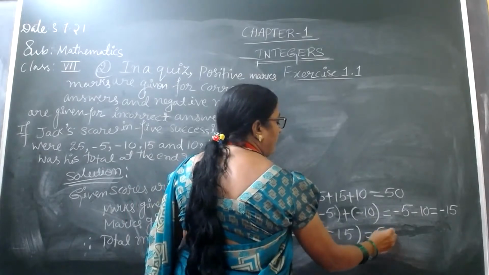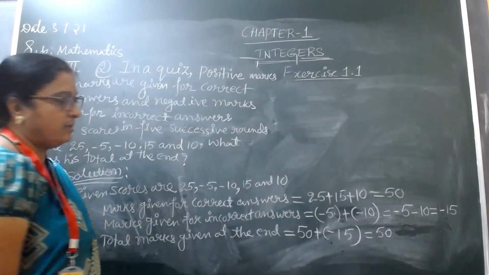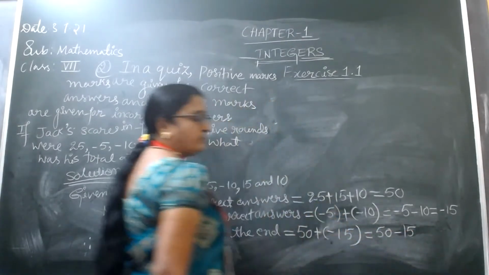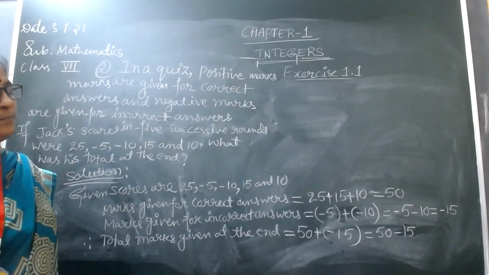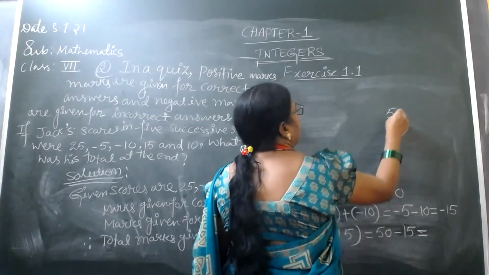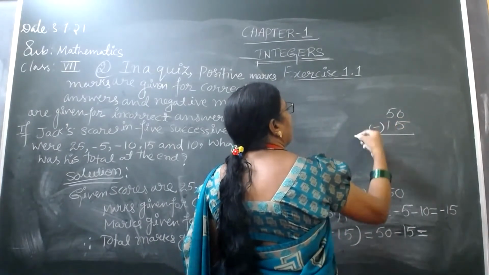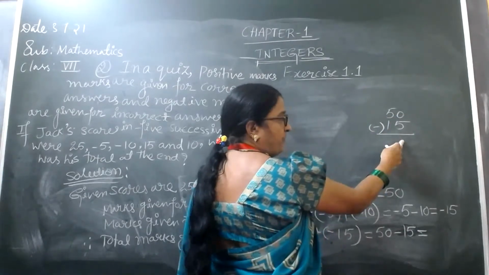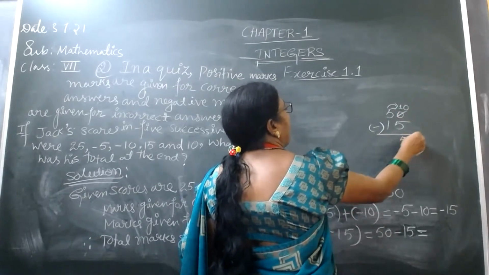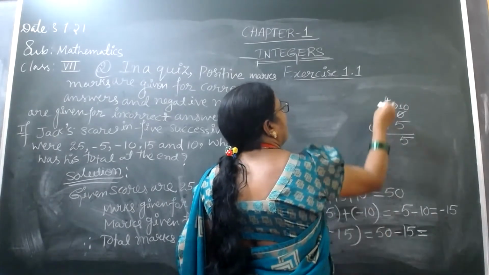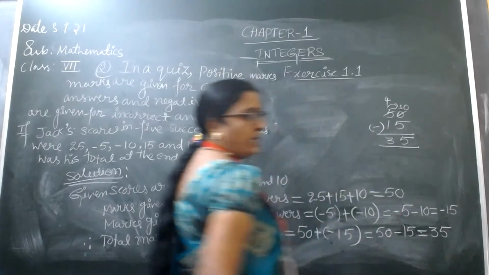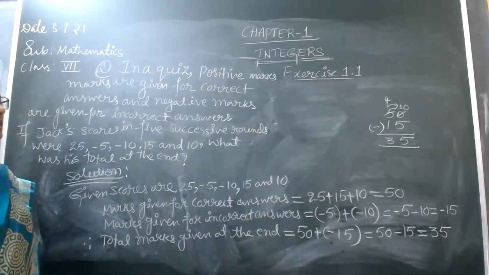Now, in 50 you subtract 15. 0, you can't subtract 5, so you borrow one, 10. 10 minus 5, 5. You are remaining 4. 4 minus 1, 3. What is the answer? 35. What is the answer, student?